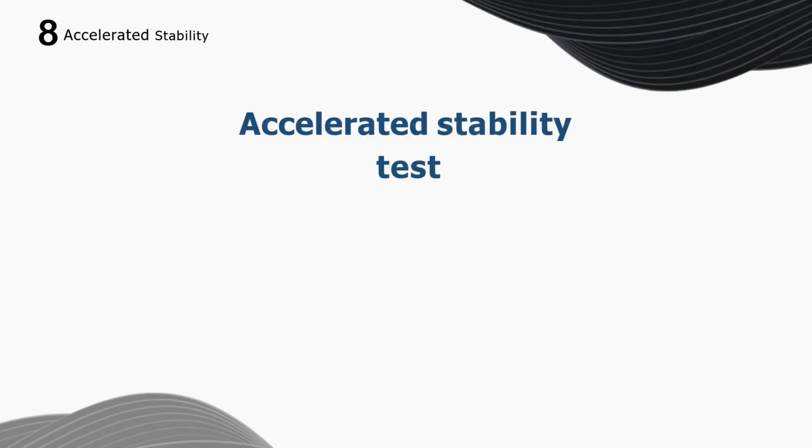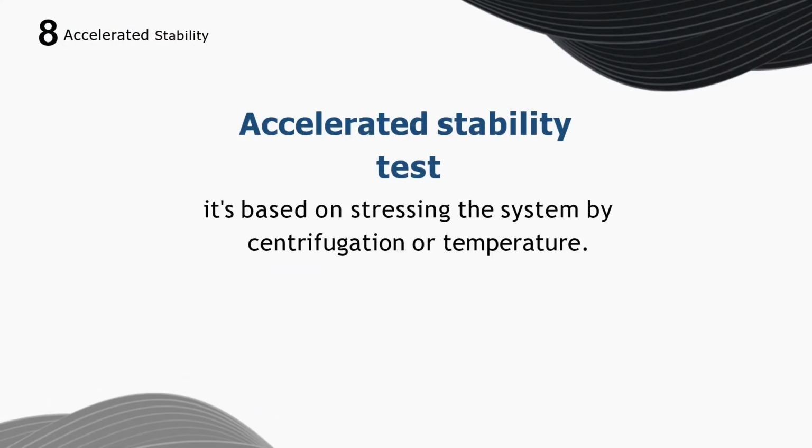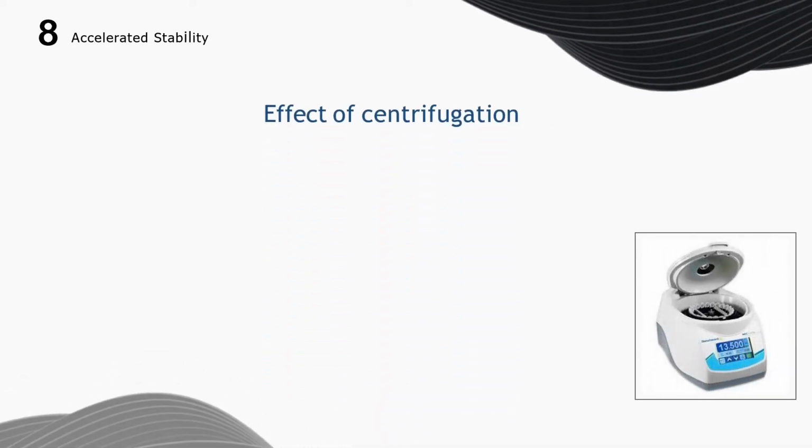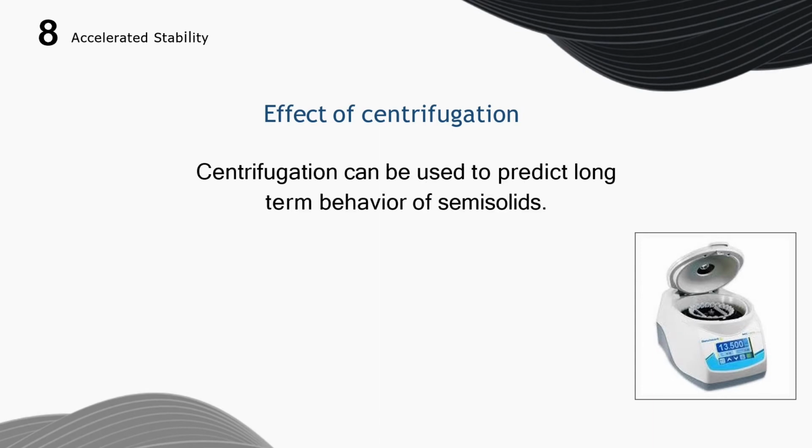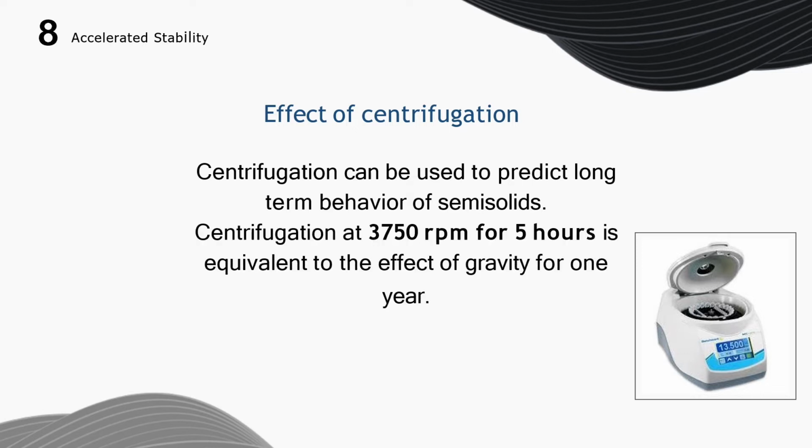Accelerated stability test. It's based on stressing the system with centrifugation or temperature. Effect of centrifugation. Centrifugation can be used to predict long-term behavior of semi-solids. Centrifugation at 3750 RPM for 5 hours is equivalent to the effect of gravity for 1 year.